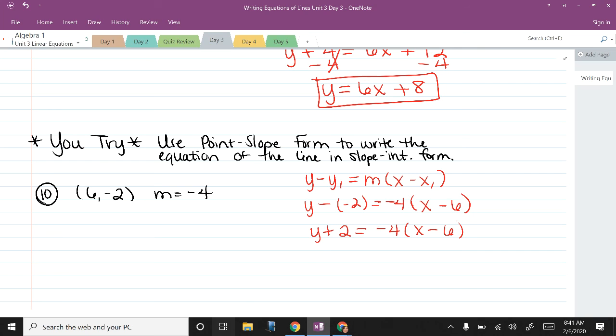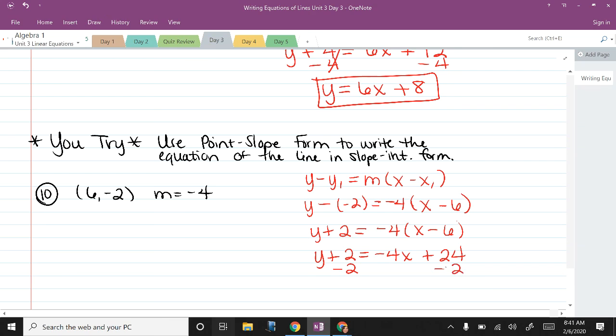All right. So is everybody okay with how we got in point slope form? Okay, now what do I need to do? Distribute your property. -4 times x is -4x. -4 times -6 is plus 24. All right, now what? Get your constants together. Y equals what?